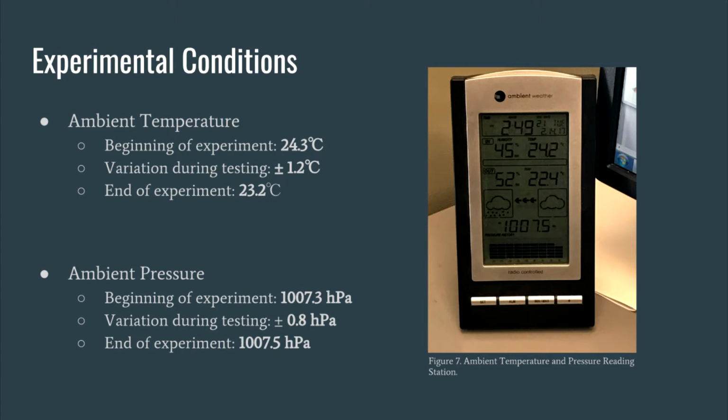Before running the wind tunnel, ambient pressure and temperature values were recorded. These parameters were monitored over the course of the experiment, and variations of 1.2 degrees Celsius and 0.8 hectopascals were noted. The testing period elapsed 1 hour and 20 minutes.